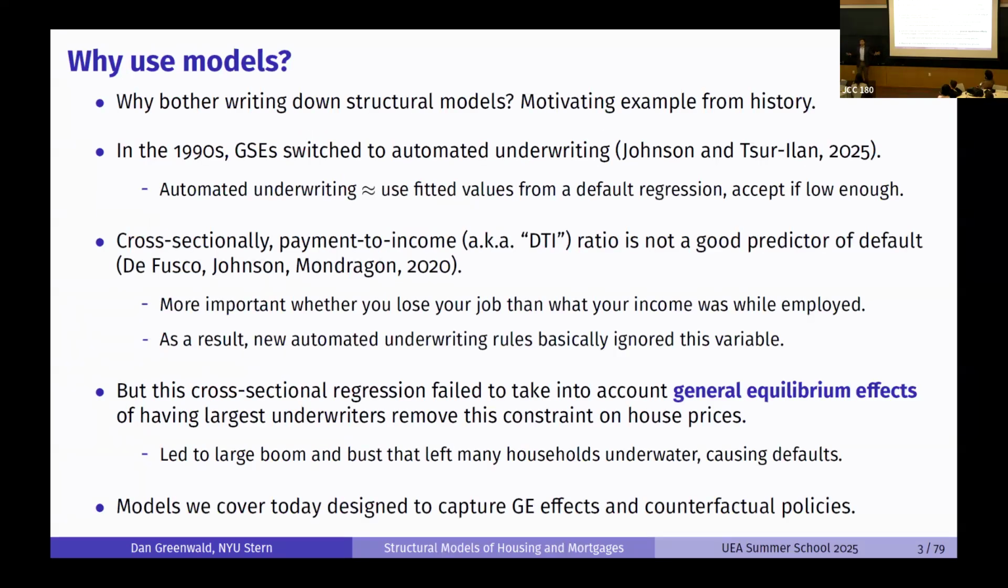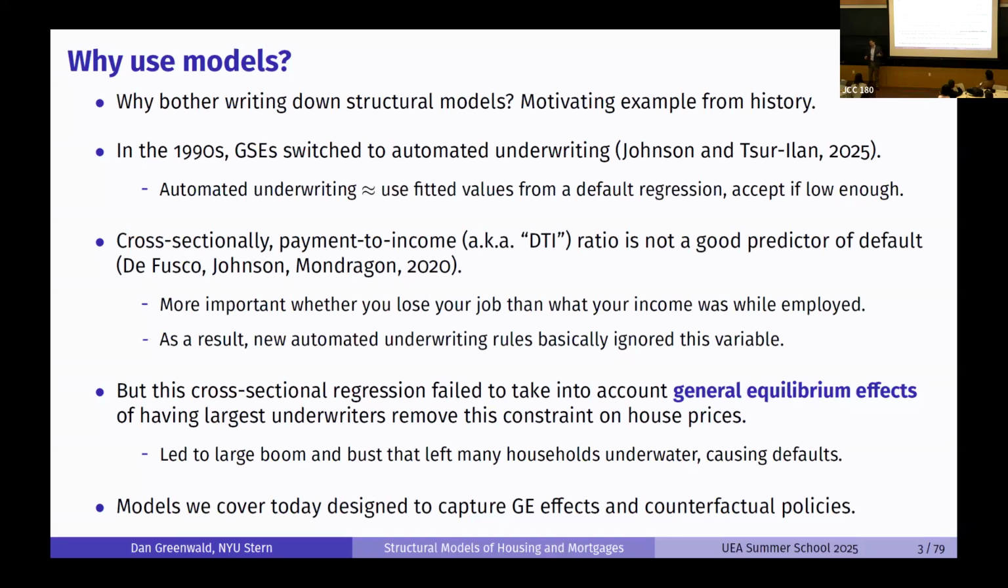One thing you may be wondering, presumably there are a bunch of empirically minded people in the room, is what is the point of this stuff? Why bother writing down structural models? Why not just go to the data? Real estate is one area where we often have pretty good data. But I think even so, it's worth doing it.